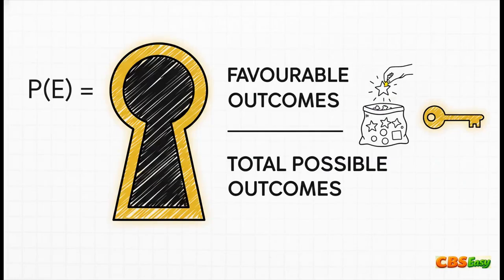And here it is, the golden formula itself. That P of E just means the probability of an event. And you find it by dividing the number of outcomes you want to happen by the total number of things that could happen. It's just a fraction. That simple ratio is your key to unlocking those 11 marks.